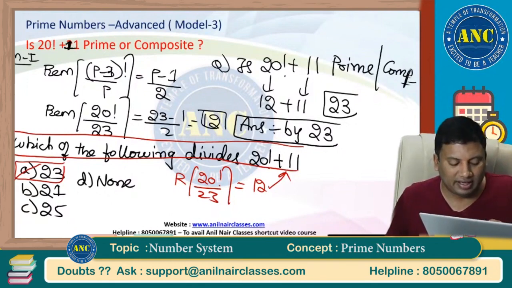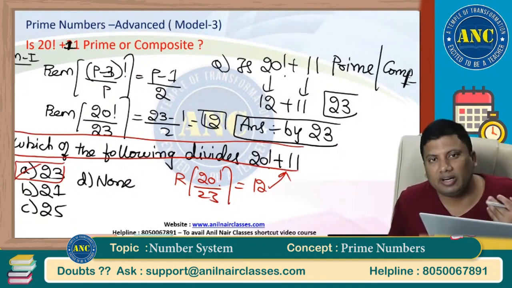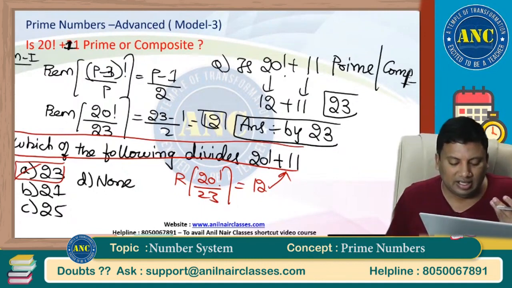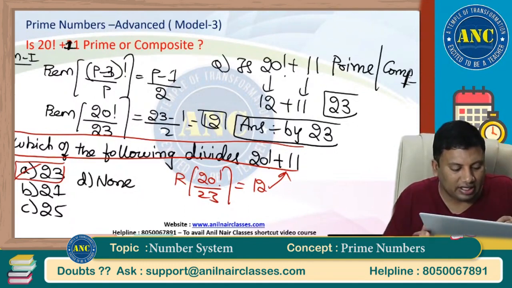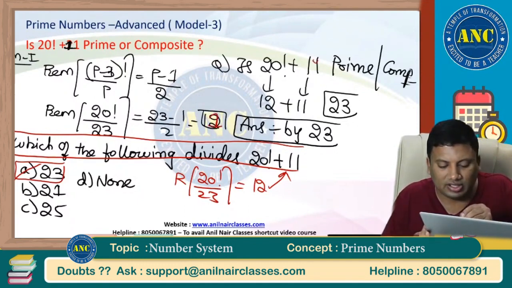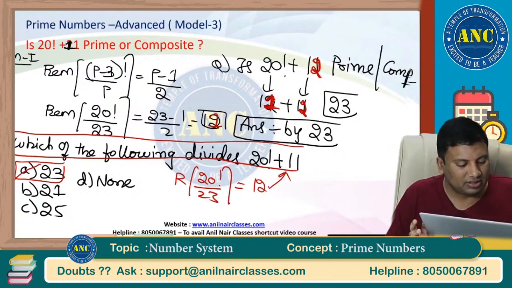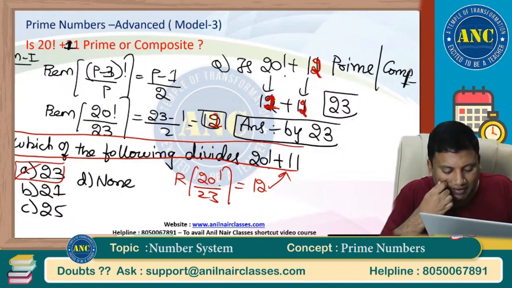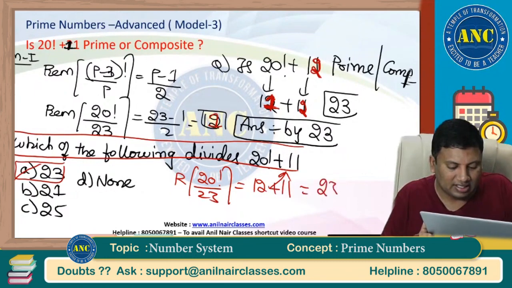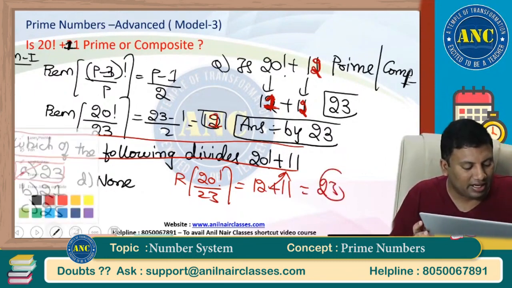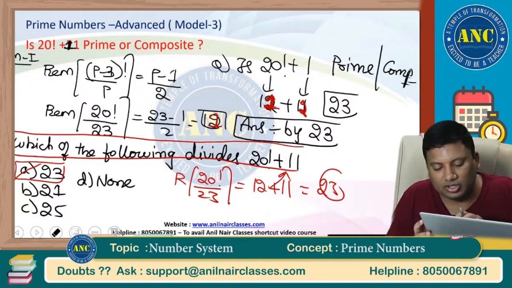Which of the following divides 20 factorial plus 1? 20 factorial divided by 23 is nothing but 22 by 2, which is 11. So, let us correct it: it is 12. This is nothing but 12, and this is 11. I took it as 12; there was a calculation mistake. So, this is nothing but 11 plus 12 plus 11, which is 23. The answer is divisible by 23. I hope the idea is clear. Let me change the question to this.